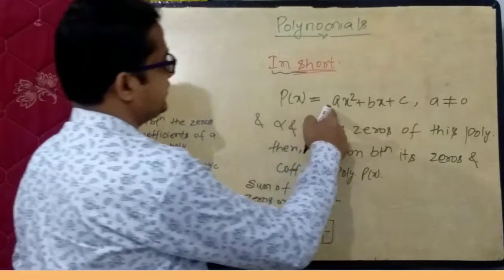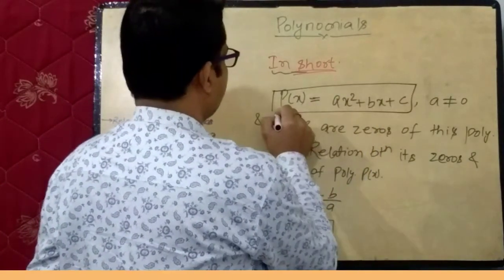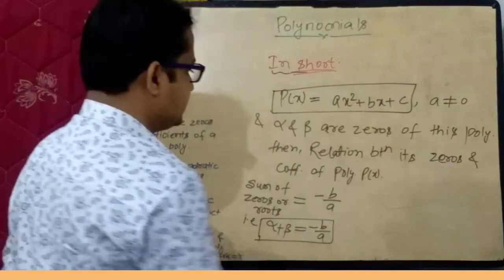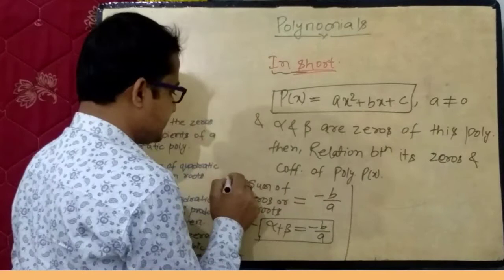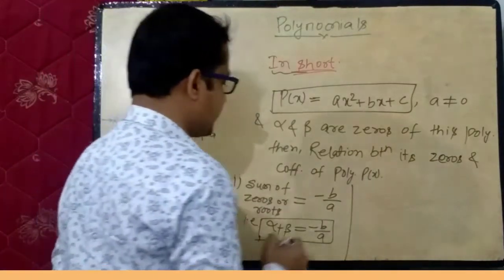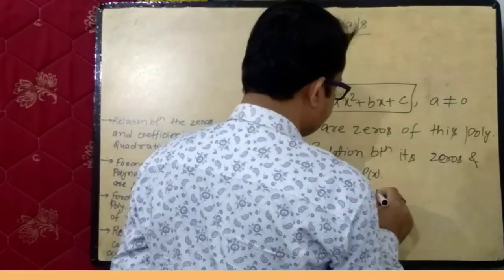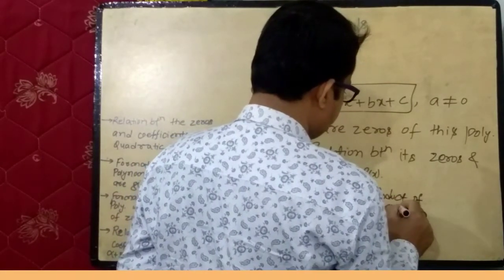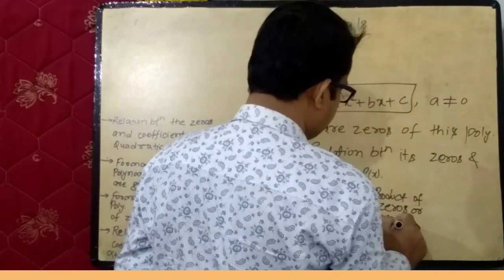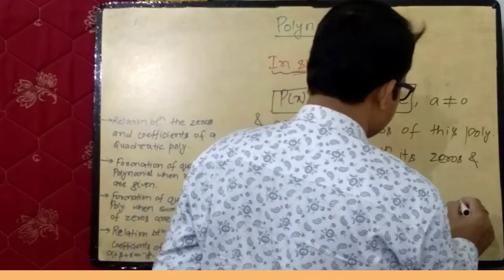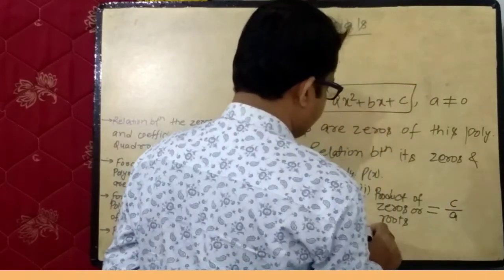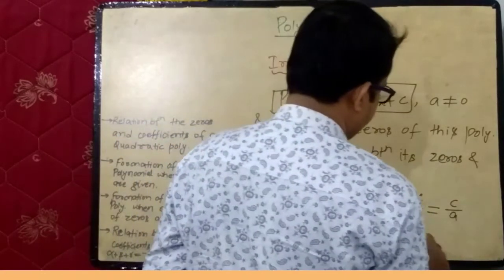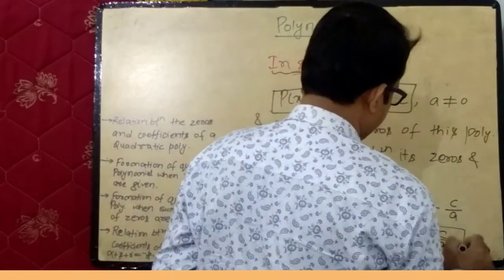Simply compare the given polynomial with the standard polynomial and find out the values of a, b and c. This is the first relation, that is, sum of zeros or roots of a quadratic polynomial. Second is the product of zeros or roots equals c upon a. That is, if alpha is the first root and beta is the second root, then alpha into beta equals c upon a.